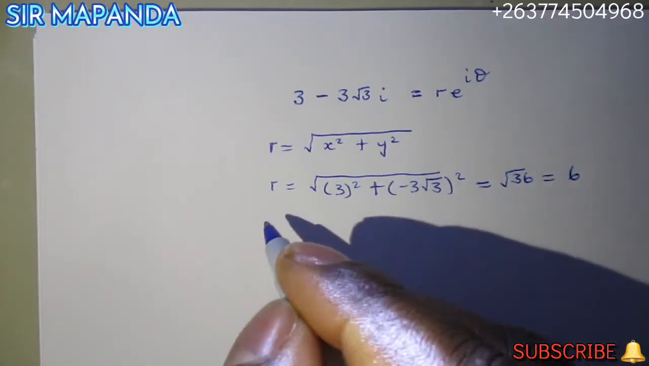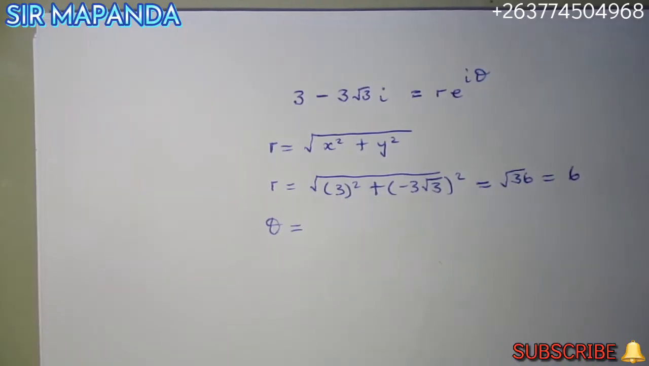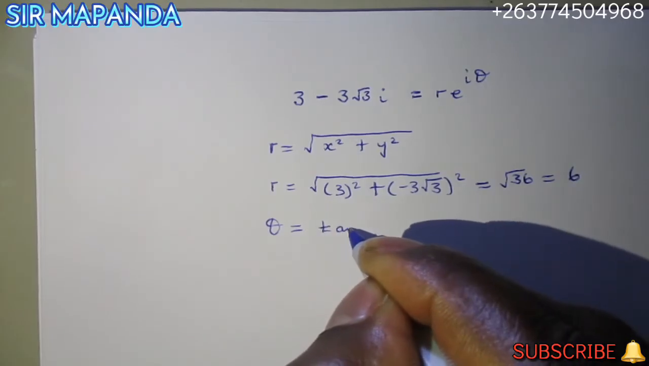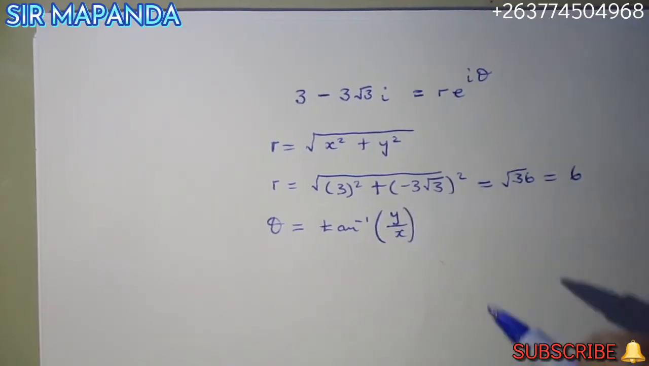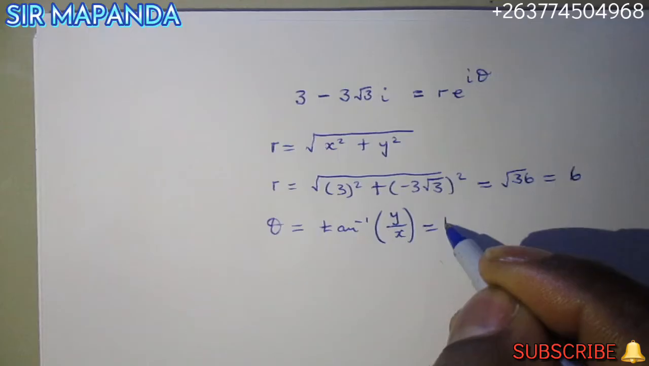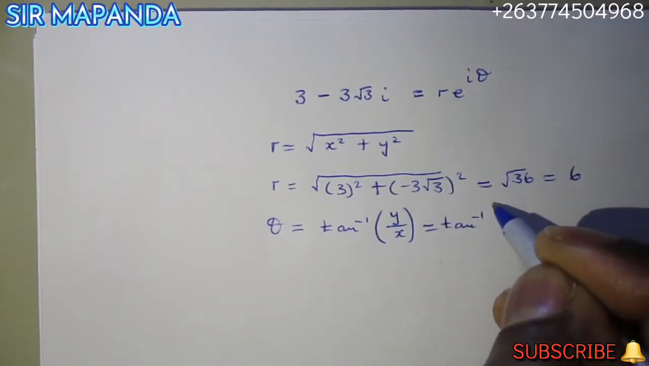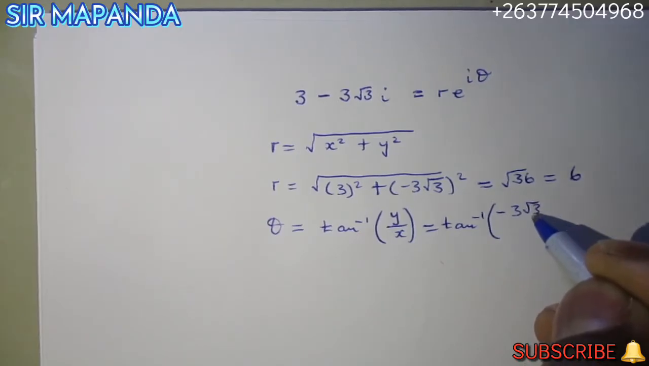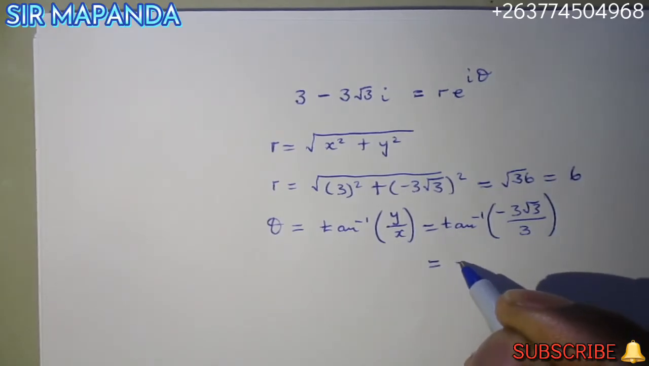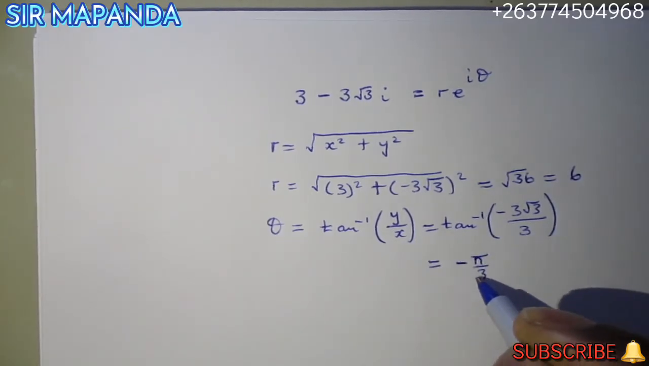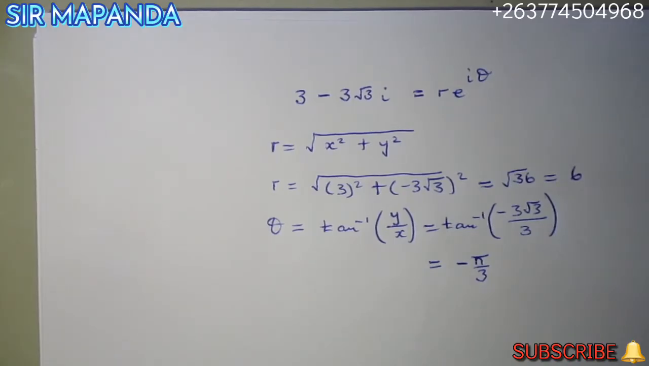Right, we move on to theta. Remember, theta is the argument of the complex number. To find the argument of the complex number, we make use of the formula arctan of y divided by x. Remember, y is the imaginary part of the complex number and x is the real part. So I'm going to write this arctan of minus 3 root 3 divided by 3, something like this. So if you punch this in your calculator, you get minus pi over 3. And this is your argument, right?